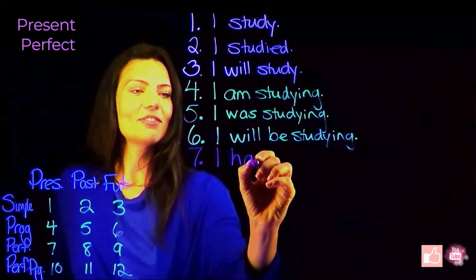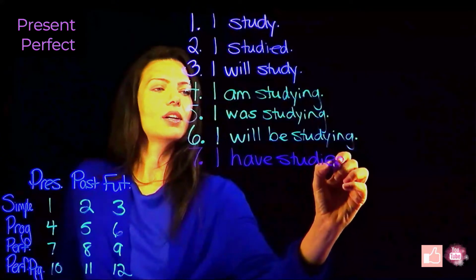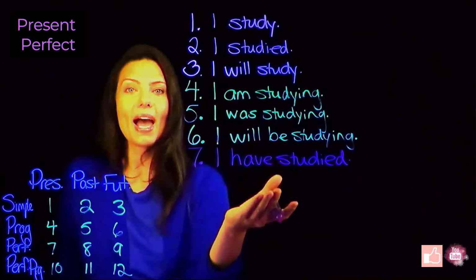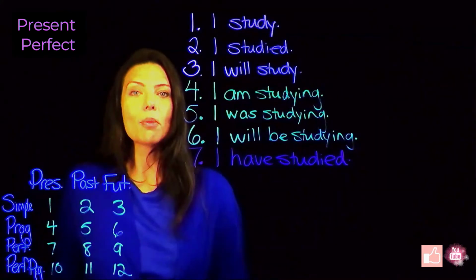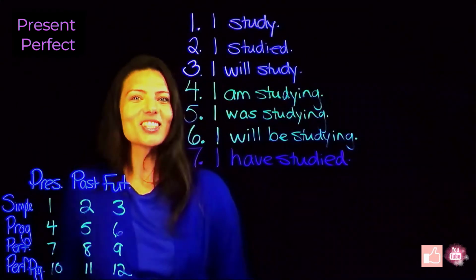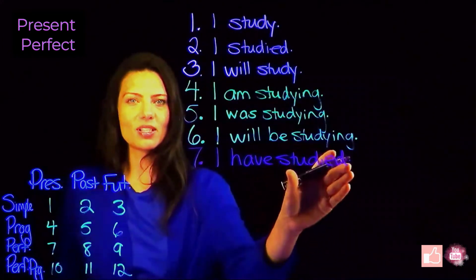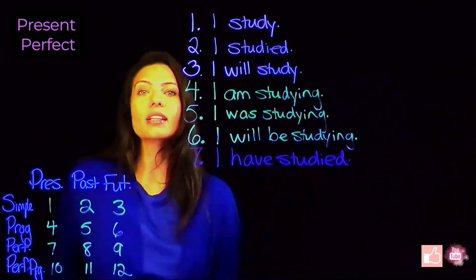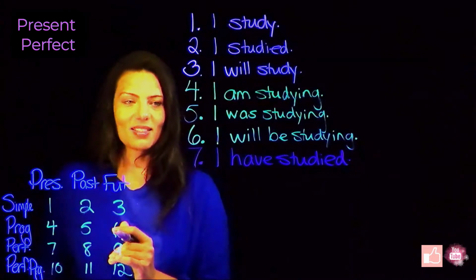So I have studied. So in this case here, I plus have or has if you're using he or she. Now this study is the past participle. It's not just an ed ending. So it's really important to know what your past participle verbs are. Okay, so I have studied in the past or recently or repeated times in the past.